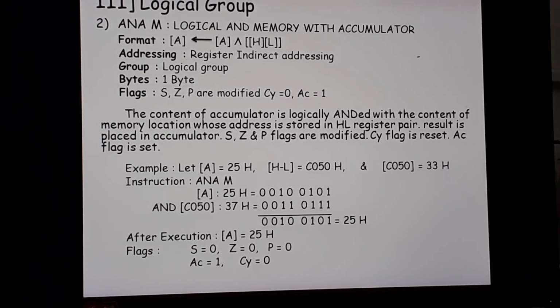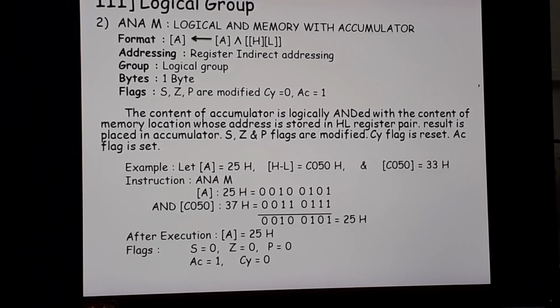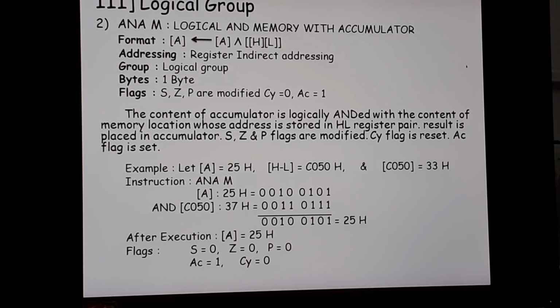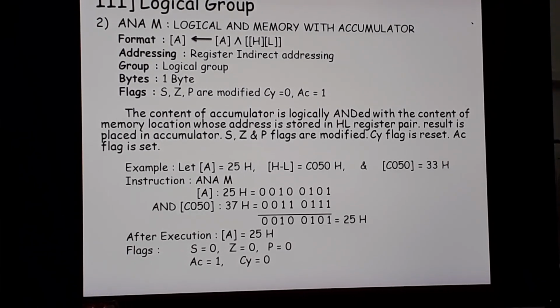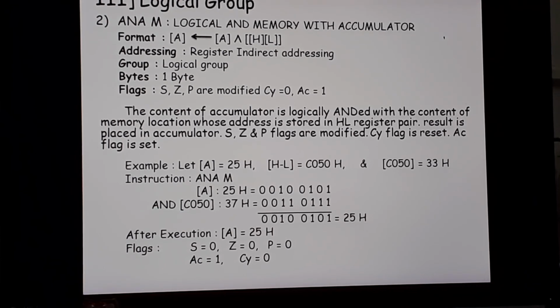Sign is 0. Why? Because my D7 bit is 0. Zero flag is set to 0. Why? Because my answer is not all zeros in the binary answer. Parity is 0. Why? Because here I got 3 number of ones, that is odd number. So hence parity flag got set to 0.